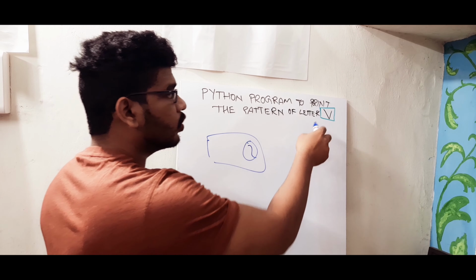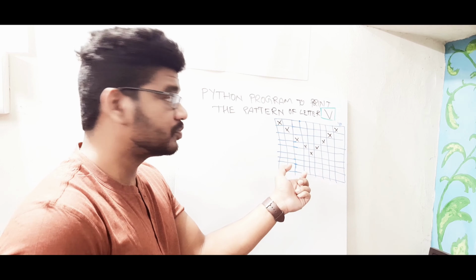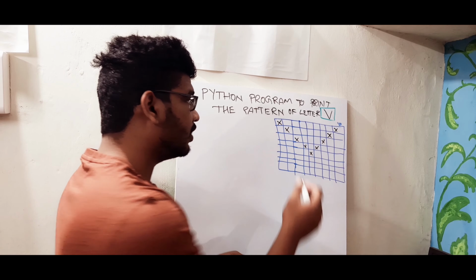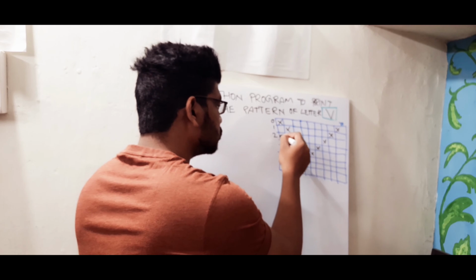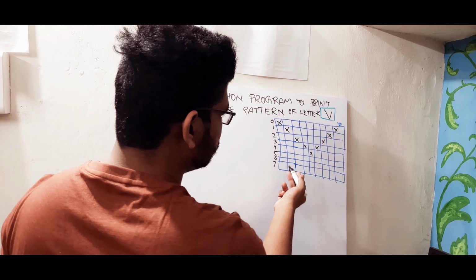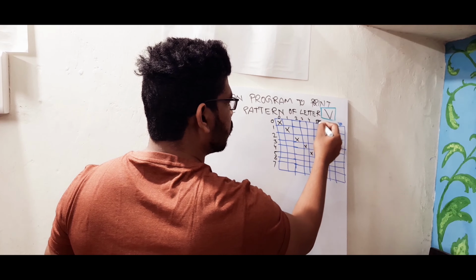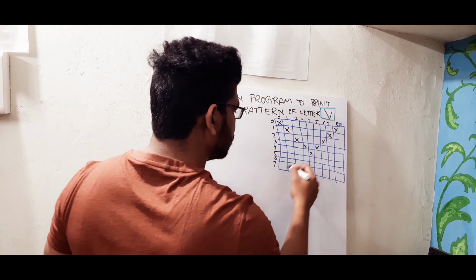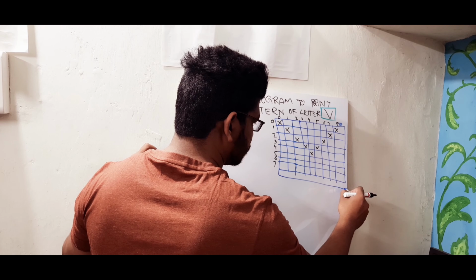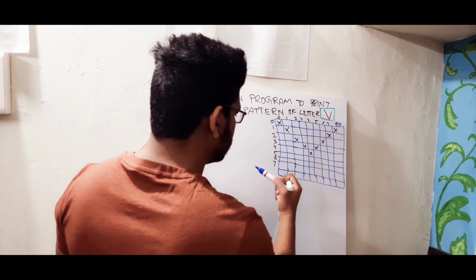So now let's look into pattern V. This is the pattern V I'm going to print. If you see here, I will print only up to half. Let me give the numbers so you can understand. This is 0, 1, 2, 3, 4, 5, 6, 7. Actually, it should be 8. There should be one more here: 0, 1, 2, 3, 4, 5, 6, 7, 8. So this would be 8.